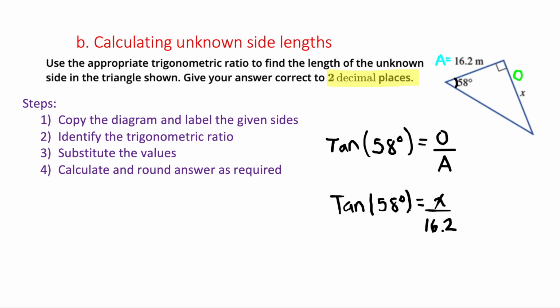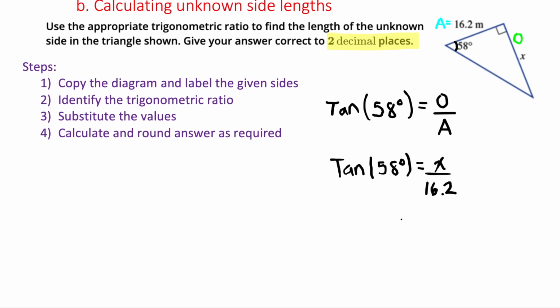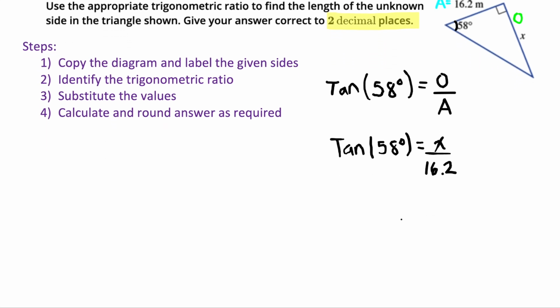Tan of 58 is just a number, like any other operation that we have. So how do we solve for x? What do we have to do? I'm going to do it step by step just because it's the first time. So what would I do? I will multiply both sides of the equation by 16 and 2/10, and I'll do the same thing on the other side.